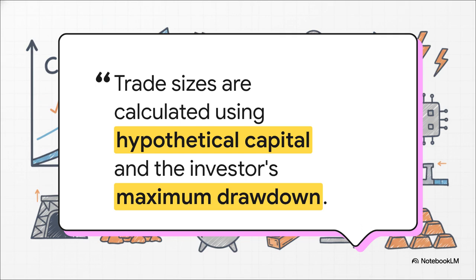Now, you might be asking how that trade size is calculated. The documentation is very specific, so I'm going to read this for you word for word. Both trade sizes are calculated using the hypothetical capital, the investor's maximum allowed drawdown, the third triangle domain percentage, the risk coefficient, and the contract size.